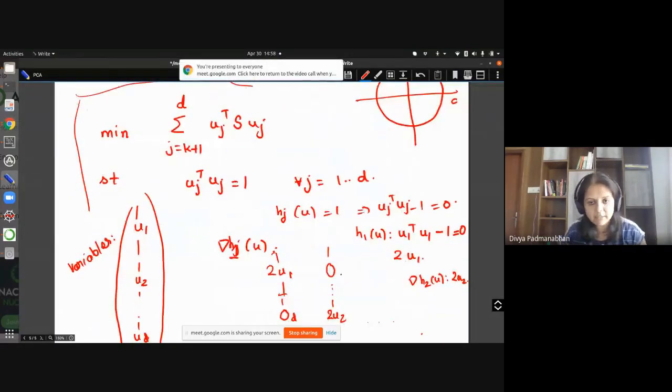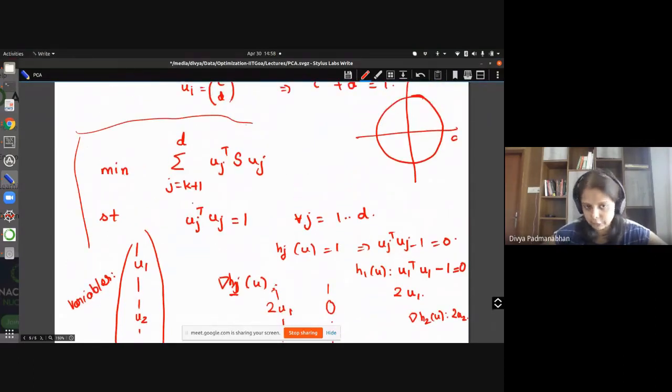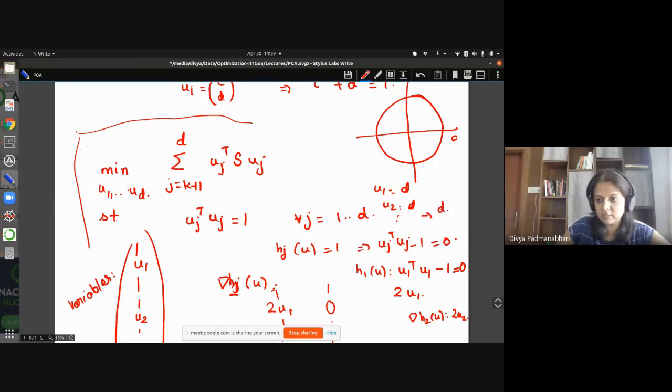So what I'm doing here is, let's just count first the number of variables. The variables here are the u's, the vectors u1 to ud. Each of them has d components, and so the total number of values that you need to find is d square. U1 has D components, U2 has D components, like that, and there are D such vectors. So there are D cross D numbers that you have to estimate by solving this optimization problem.